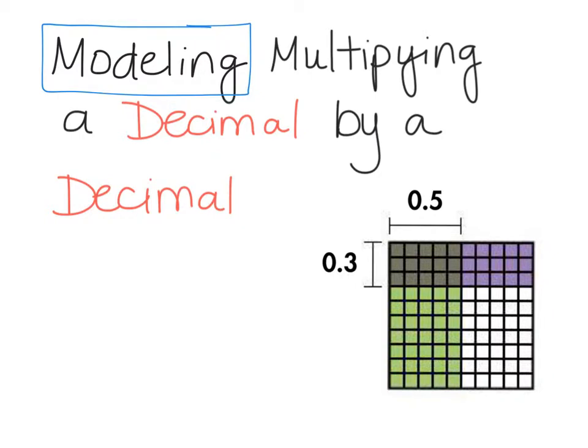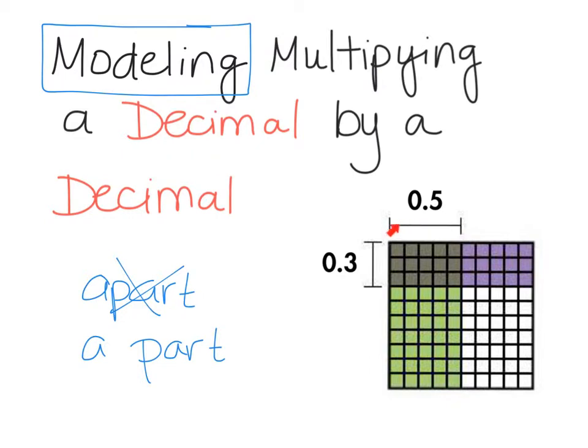You're taking a part of a part, and so you're going to end up with a smaller product, because that's what a decimal is. And when I say a part, I don't mean taking a part like subtraction. I mean taking a part like a fraction.